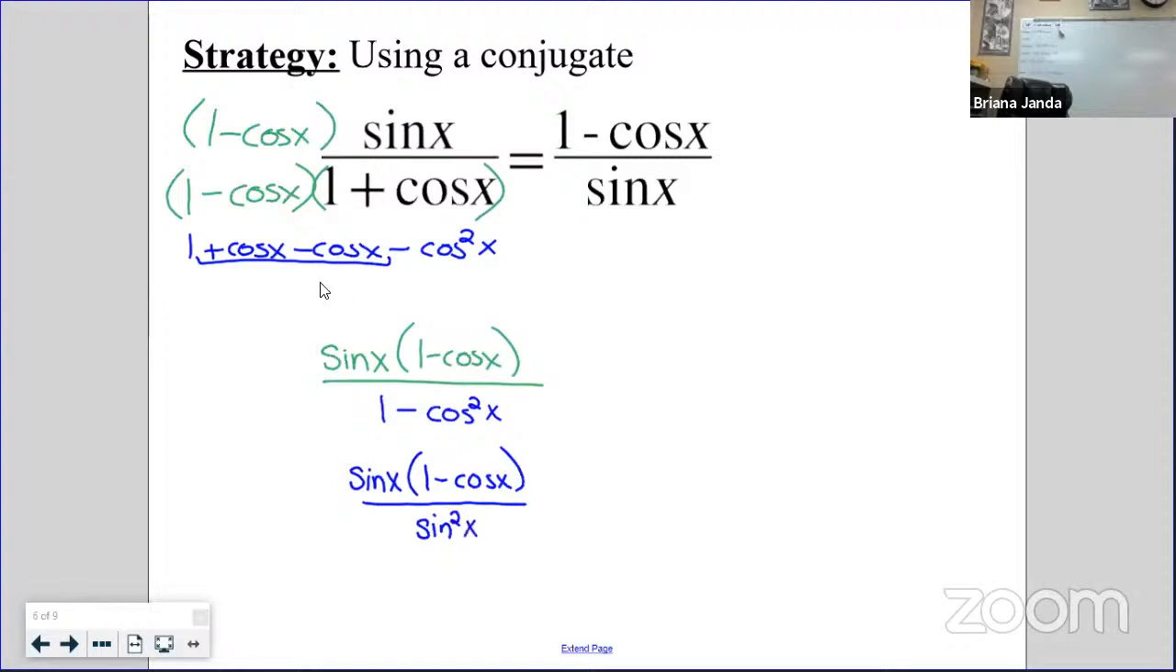This is why I told you not to distribute. Do you see what I can now simplify? My GCF out here with one of the sines in the denominator. So I can simplify a sine in the top and bottom, leaving me with 1 minus cosine x over sine x, which is where we were going. Done. We matched the right-hand side. Conjugate strategy. Questions?